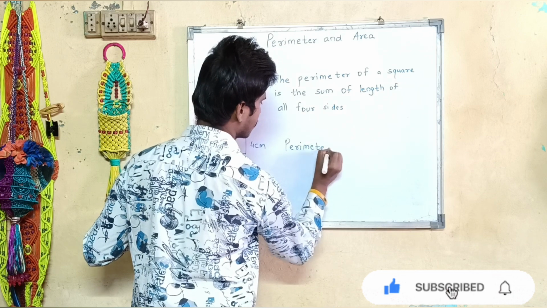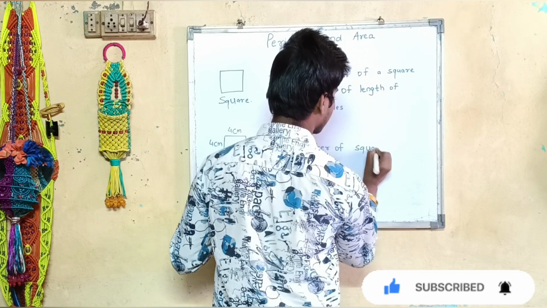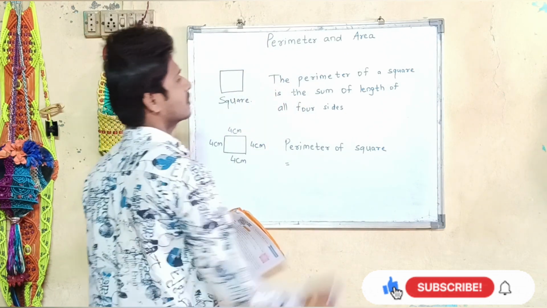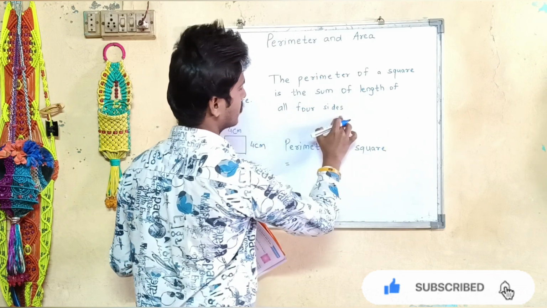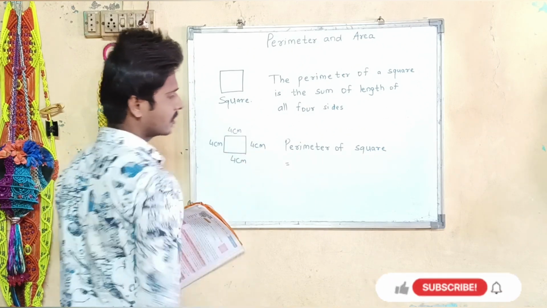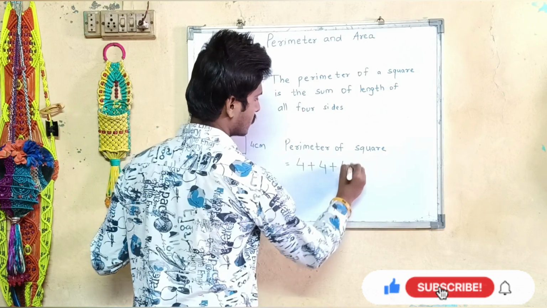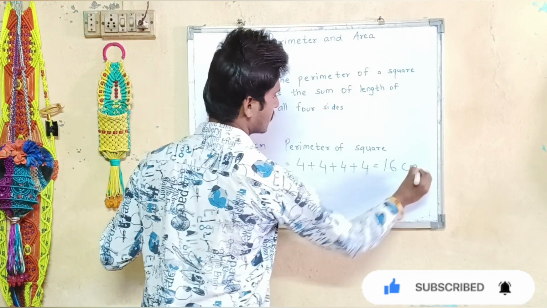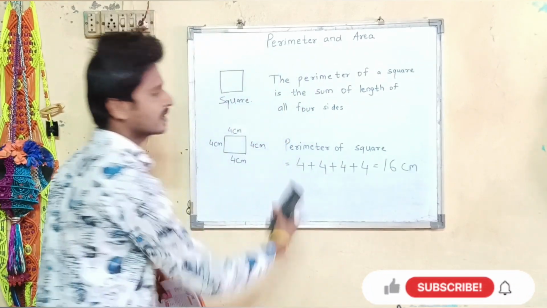Perimeter of this, the given figure is a square, that's why I am writing perimeter of square. Equal to, just now in the definition we have seen, the perimeter of a square is the sum of length of all the four sides. So you are supposed to do the summation of all the sides, means simply you have to add all the given sides. So we will add 4 plus 4 plus 4 plus 4. So what's the total coming? 16 centimeter. Okay, so in this way you have to find the perimeter of any closed shape.